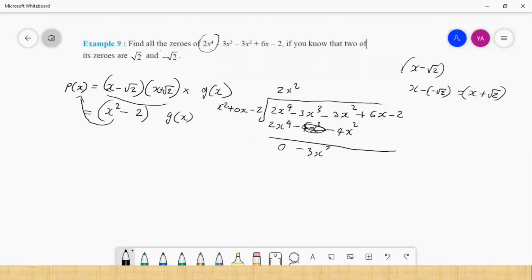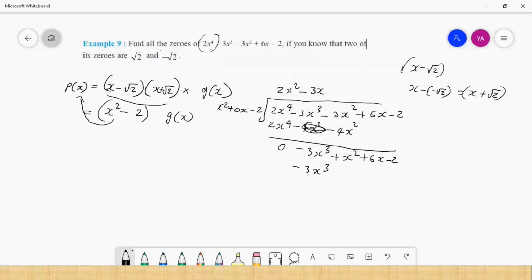Minus 3x cube will be here, and minus 3x square minus 4x square gives plus x square. Then 6x you write down, also minus 2 write down. Now which will be the next term? Minus 3x. So minus 3x into x square will be minus 3x cube.